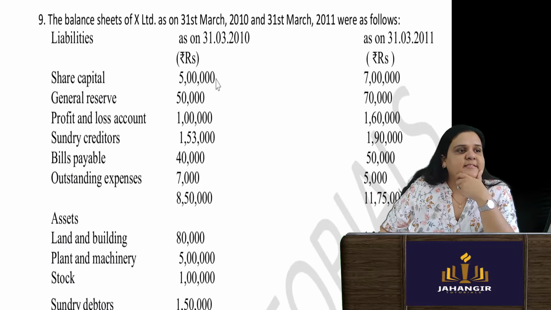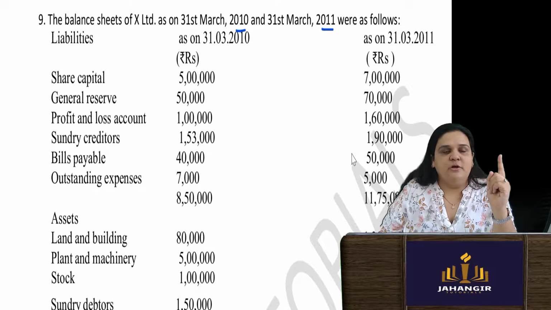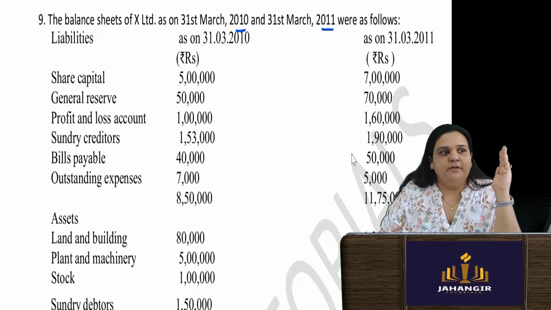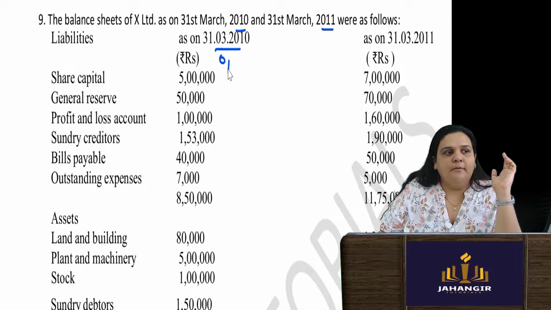Balance sheet of X Limited as on 31st March 2010 and 2011 was as follows. In your exams, you will find this type of sums. I will give you 2 years' balance sheet. So this will become your opening, the previous year, and this will become your current year closing.